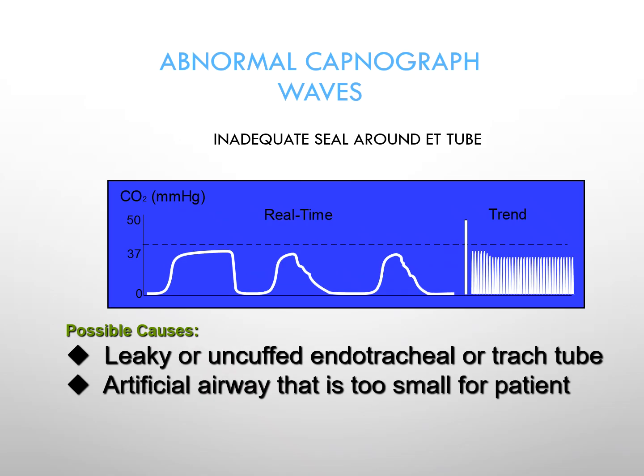Now, in the prior slide, we looked at an obstruction, whether in the patient's airway or in the breathing circuit itself. This is sort of the opposite scenario, where you don't have an obstruction, but you have a leak. You have a leaky cuff, an endotracheal tube that's too small for the patient, et cetera. And what's happening with this waveform is that the waveform on the extreme right is a normal waveform.